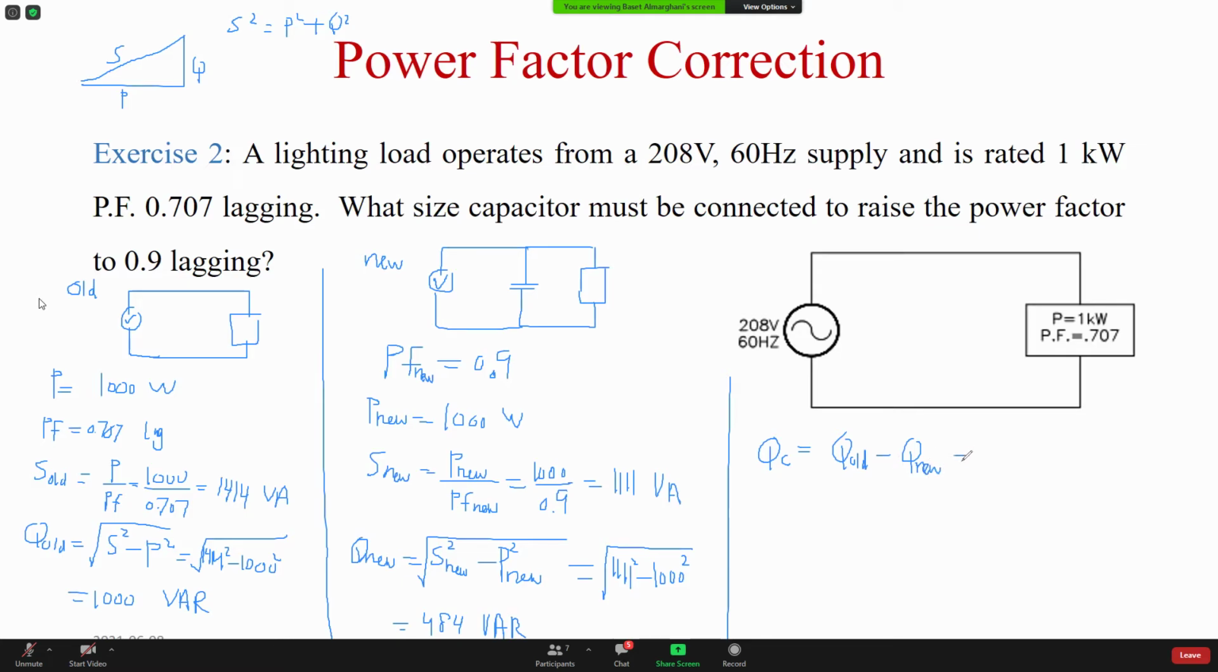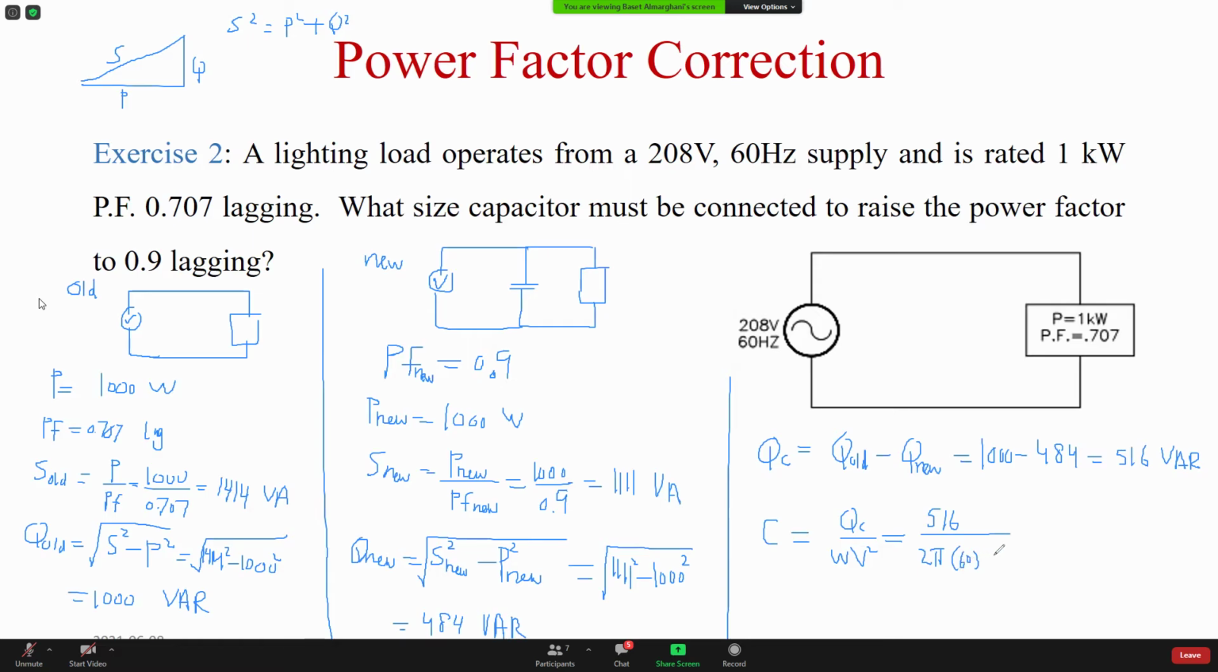So this gives me 1000 minus 484. That gives me 516 volt ampere reactive. The last thing, you want the size of the capacitance. So the capacitance C is actually QC divided by omega V squared. So Q is 516 divided by the voltage is given, 2 by the frequency is 60.